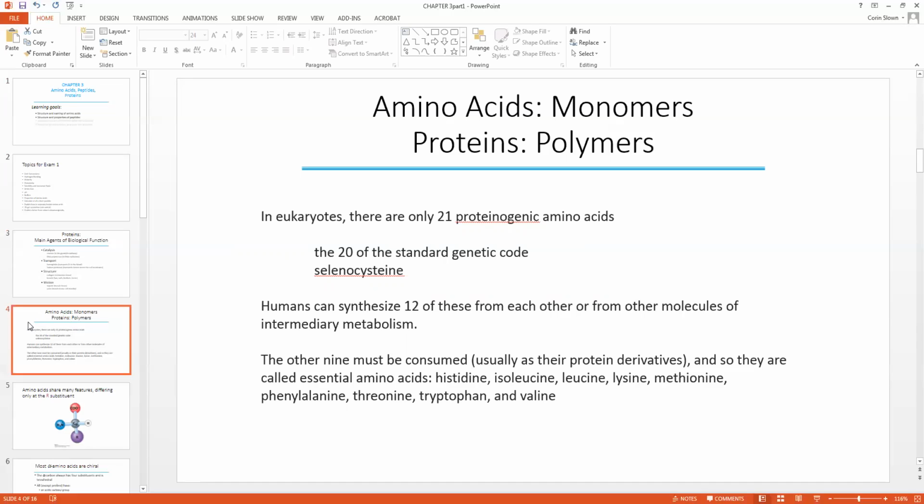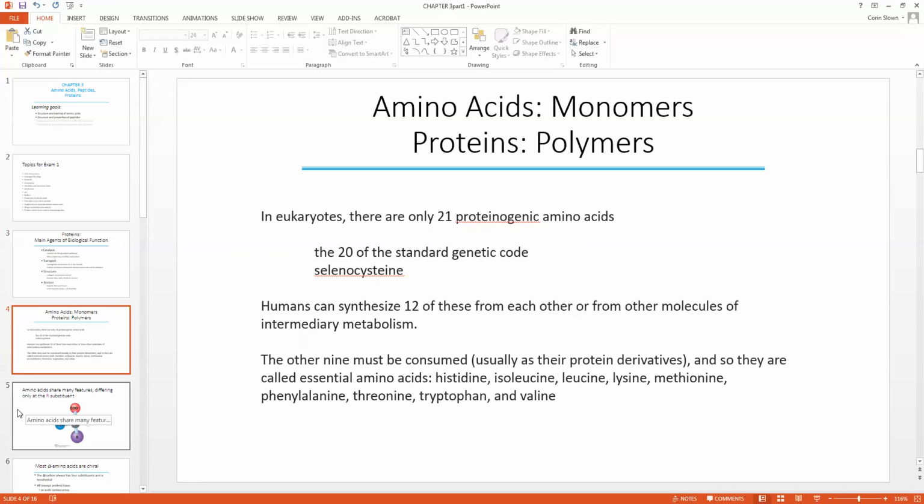So we have the 20 of our standard genetic code, and then we have selenocysteine. And I think what's pretty striking about this is that humans can synthesize 12 of these from each other or from other molecules within metabolism. The other 9 have to be consumed. So usually they're consumed within their protein derivatives, and that's why we refer to them as the essential amino acids, and those are going to be histidine, isoleucine, leucine, lysine, methionine, phenylalanine, threonine, tryptophan, and valine.